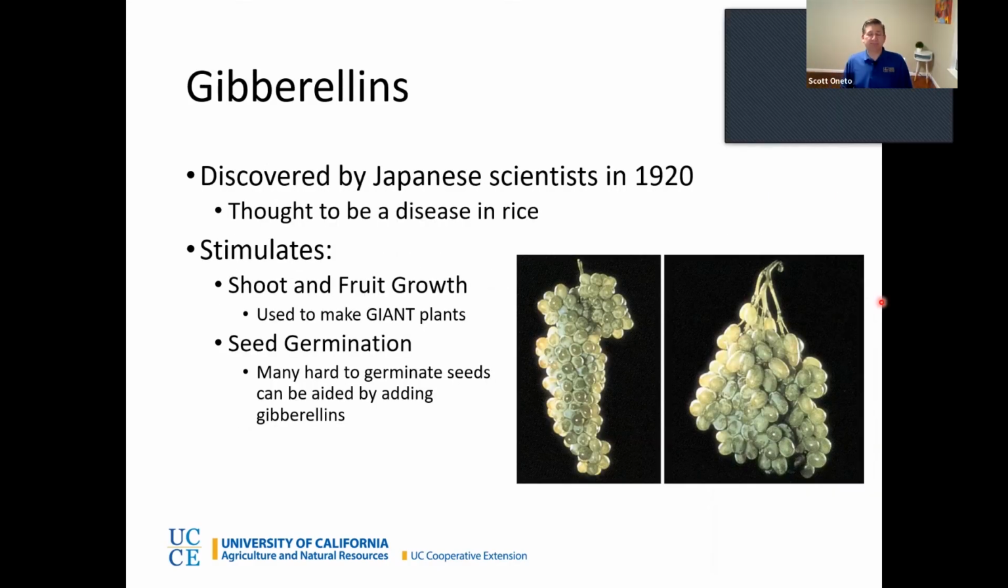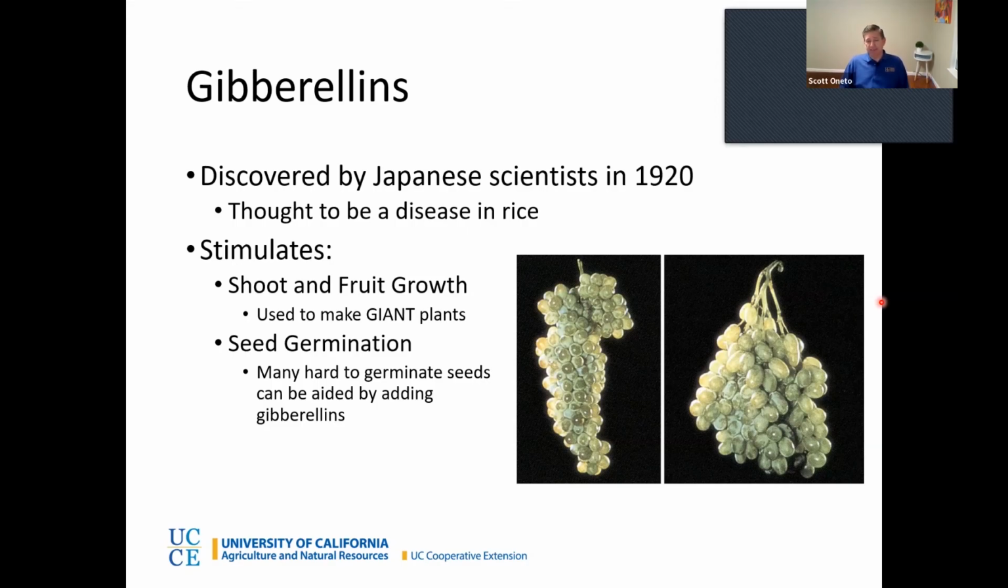The second type of plant hormone that we'd like to talk about is gibberellins. And so gibberellins is a shoot and fruit stimulator. So it's used in agriculture to make giant plants. And so we use it much like we use auxin. We use it synthetically as well to help make fruits bigger.